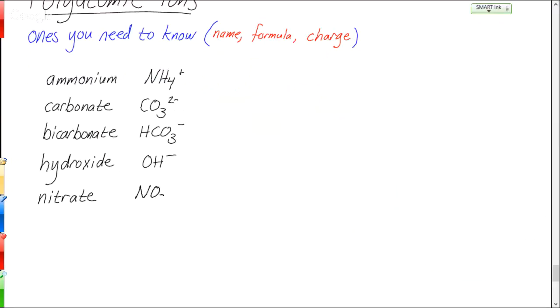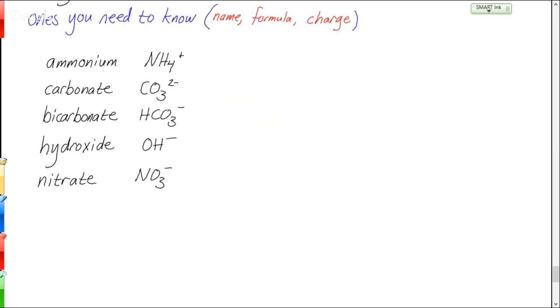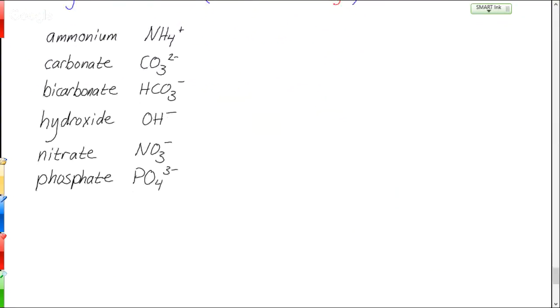Nitrate, which is NO3, and its charge is minus 1. Phosphate, which is PO4, and its charge is minus 3. The highest charge of all of these that we're going to learn.